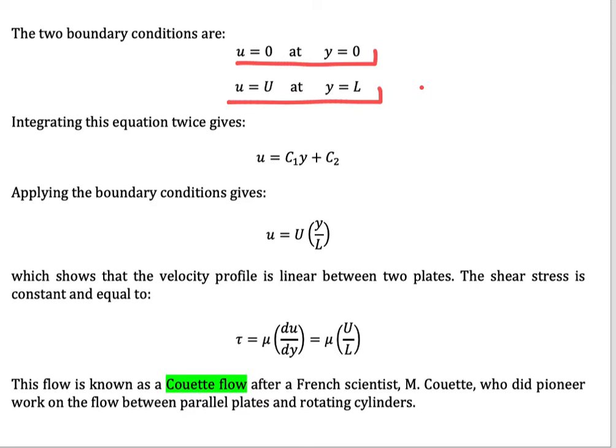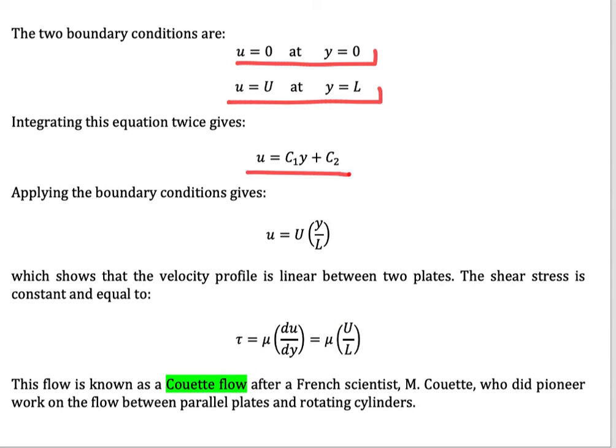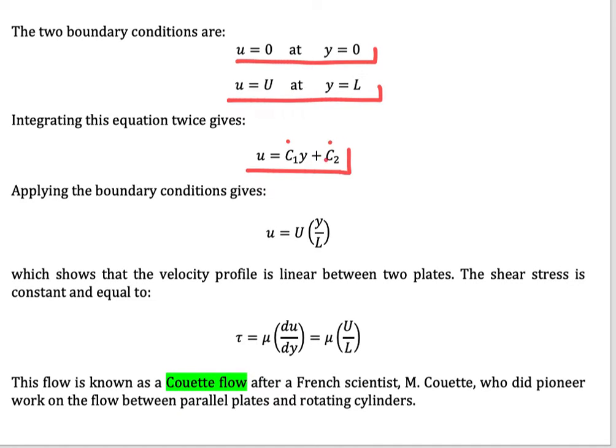And then if we integrate this term twice, we get this term. We have two constants, C1 and C2. If we substitute these two boundary conditions into this equation, the simple one is C2 is equal to 0, and then we could find the value of C1. Finally we have the equation for the velocity profile: u is equal to capital U times y over L.